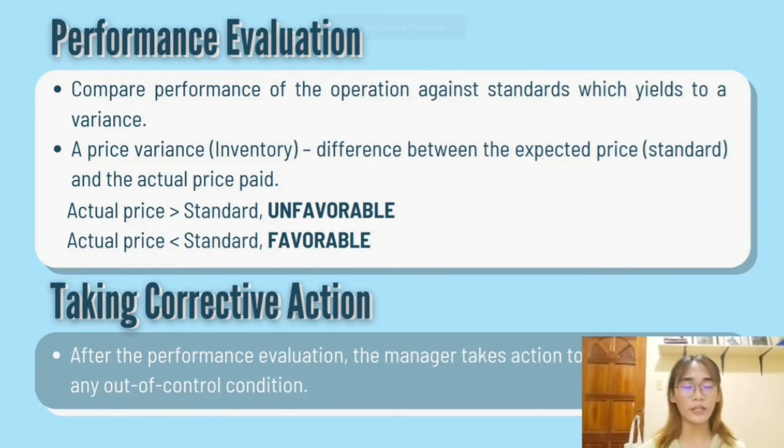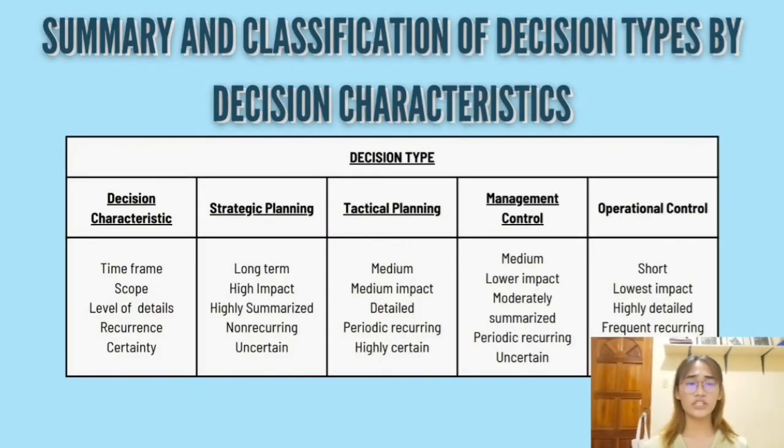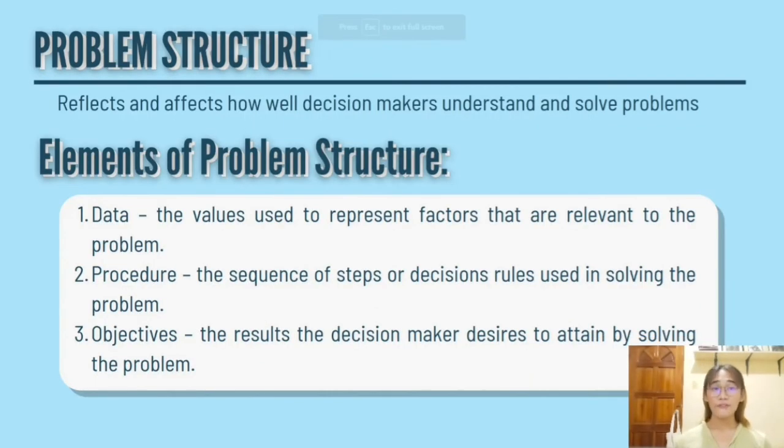So after evaluating the performance of operations, the manager now takes action to remedy any out of control condition. So this table here is just the summary and classification of decision types by decision characteristics na na-discuss na natin kanina. So after management function, level, and decision type, another factor that will influence the management reporting system is the problem structure. So the structure of the problem reflects and affects how well decision makers understand the problem.